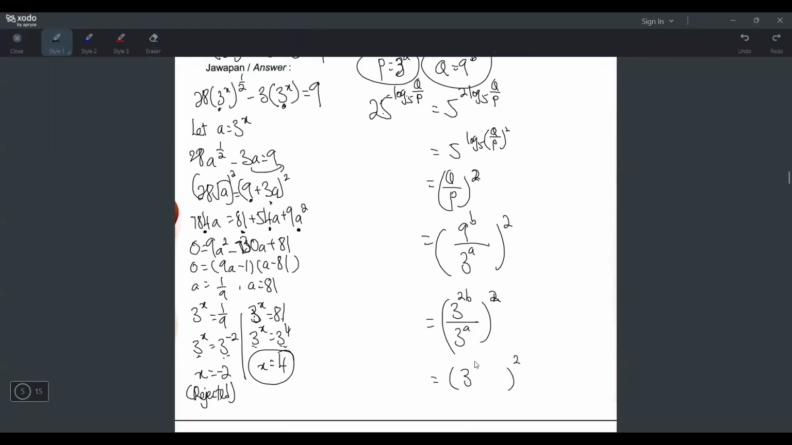So power can minus. So 3 power 2B minus A. And then the 2B minus A has to power 2. And if the power is side by side like this, you have to times. So it becomes 3 power 4B minus 2A. This is your final answer. Okay? And how you get this is just take the 2 times 2B minus A. Alright? So that's all. Sudah siap? That's the answer.